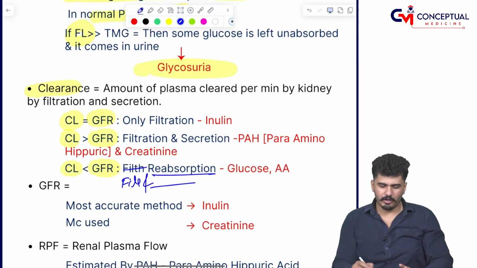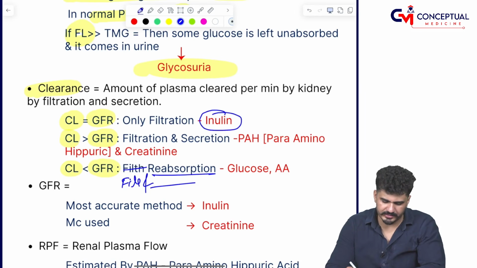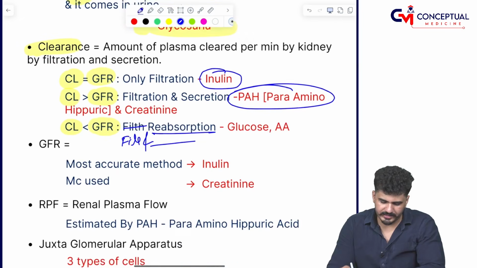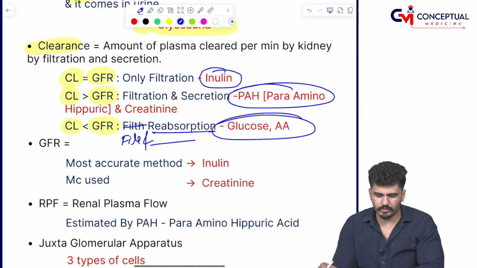Let's see again how to measure it. Inulin: how to measure filtration only. Para-aminohippuric acid and creatinine: how to measure filtration and secretion. How to measure filtration and reabsorption: glucose and amino acid.